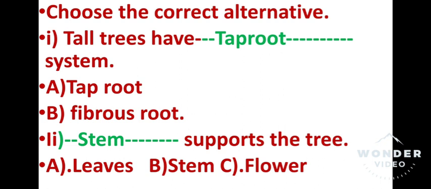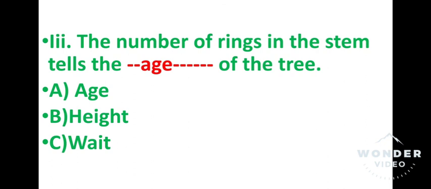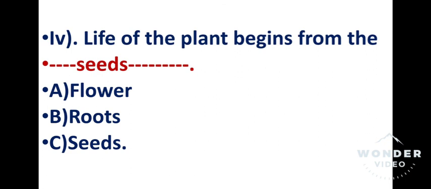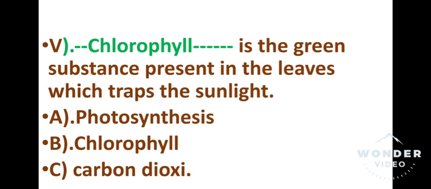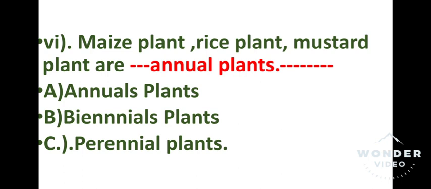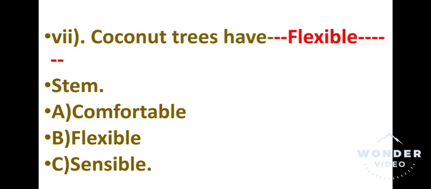Choose the correct alternative. Tall trees have taproot system. Stem supports the tree. The number of rings in the stem tells the age of the tree. Life of the plant begins from the seeds. Chlorophyll is the green substance present in the leaves which traps the sunlight. Maize plant, rice plant, mustard plant are annual plants. Coconut trees have flexible stem.